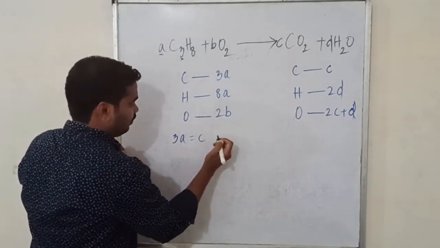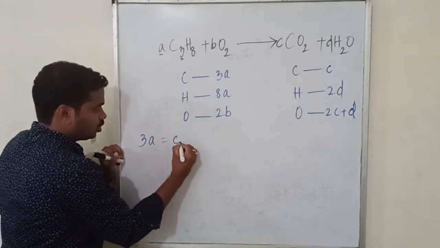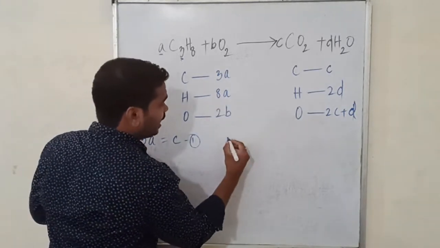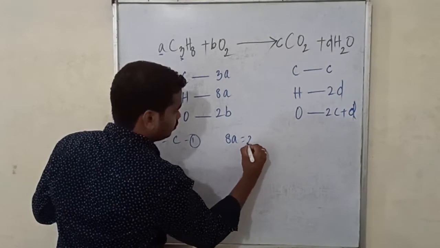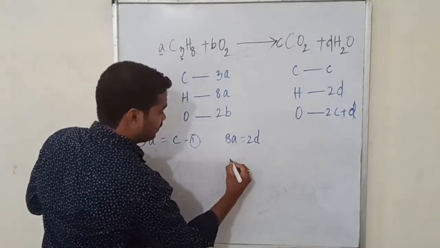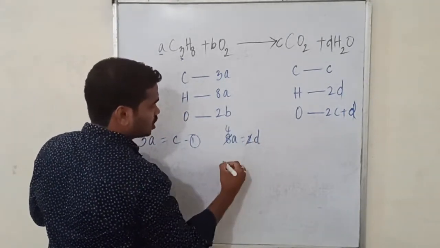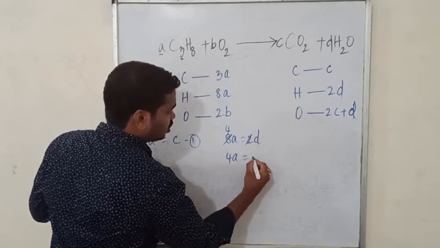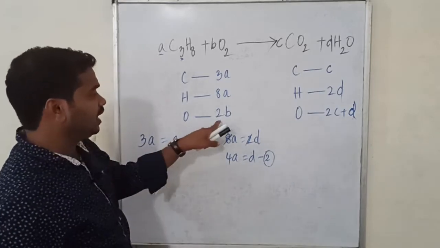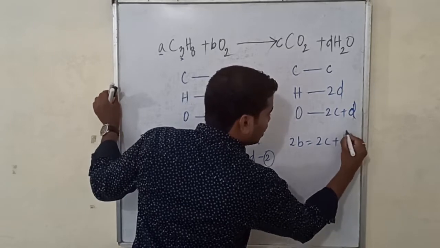3A is equals to C. Let us write somehow here. 3A is equals to C, equation number 1. Next comes 8A is equals to 2D. That is equals to, you can write like this, everything in the form of A. 2 ones are 2, 2 fours are 8, 4A is equals to D, equation number 2. Can we write like this? Yeah, we can. Next, 2B is equals to 2C plus D.